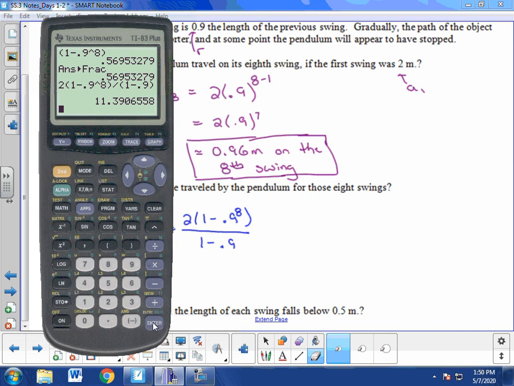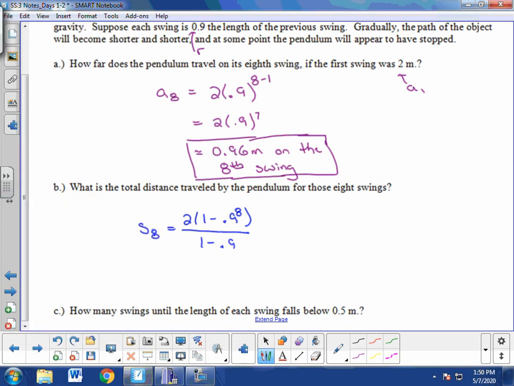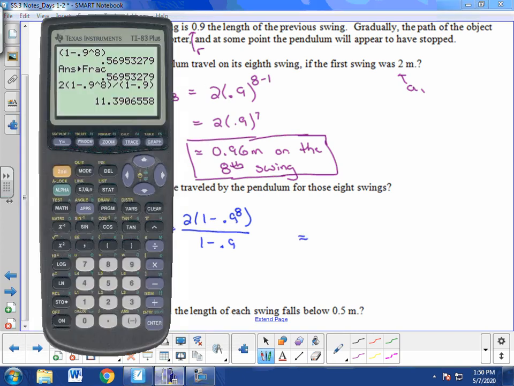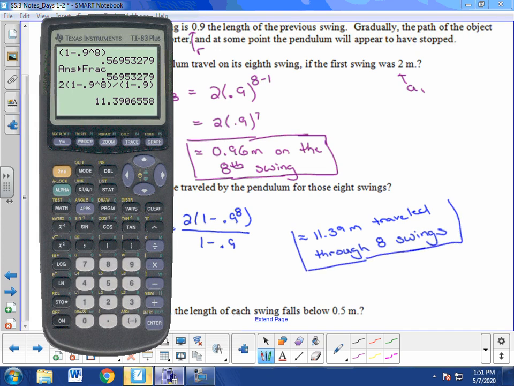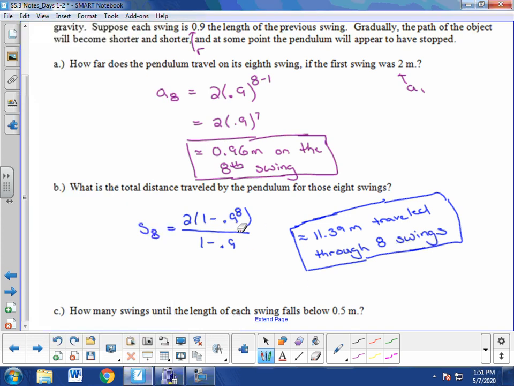So this total value is going to be approximately, again, let's go ahead and round to 2 decimals, approximately 11.39 meters traveled through 8 swings. So in this case, we wanted to know a total distance, the sum of how far it traveled on the first swing plus how far it traveled on the second one, and so on and so forth through the 8th swing, and add all those together. And we can do that using the partial sum formula.